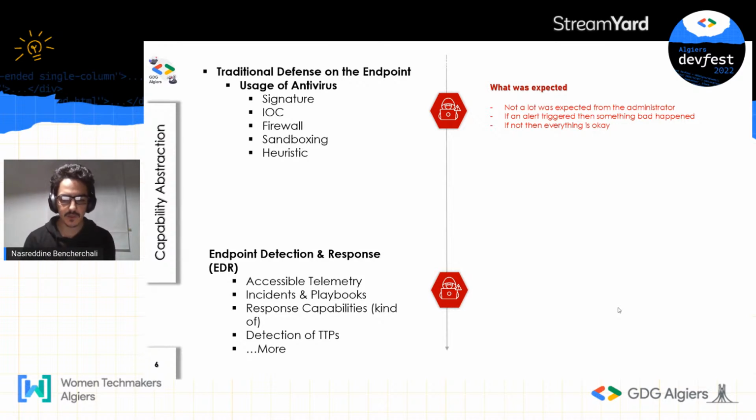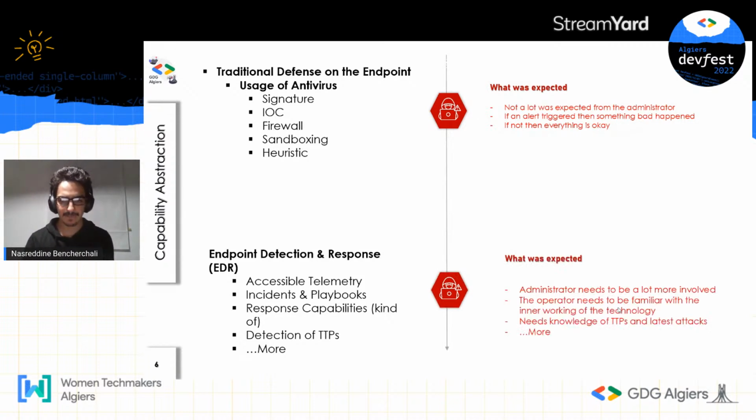With the introduction of this new technology that we call EDR, expectations have risen a little bit. So now the administration is a little bit more involved, as we say, and the operator or the user of this EDR needs to be familiar with the inner workings of the technology. Since threat actors have evolved, the knowledge necessary to block them or to mitigate the threats is quite advanced. So they need knowledge of what a TTP is, what the latest attacks are, and a bunch more stuff.